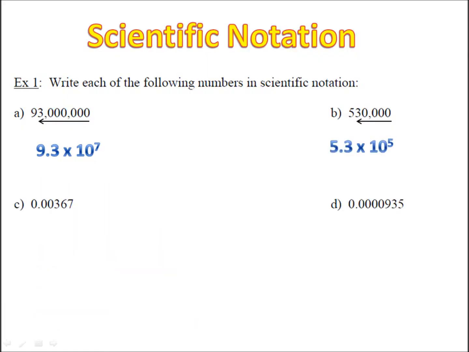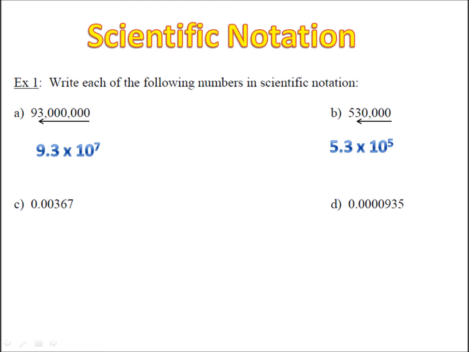We move the decimal point to the left. We have 5.3 times 10 to the 5th. We put the decimal point right after the 5, so we have a single digit from 1 to 9 on the left. And because we moved the decimal point 5 places, we have times 10 to the 5th.